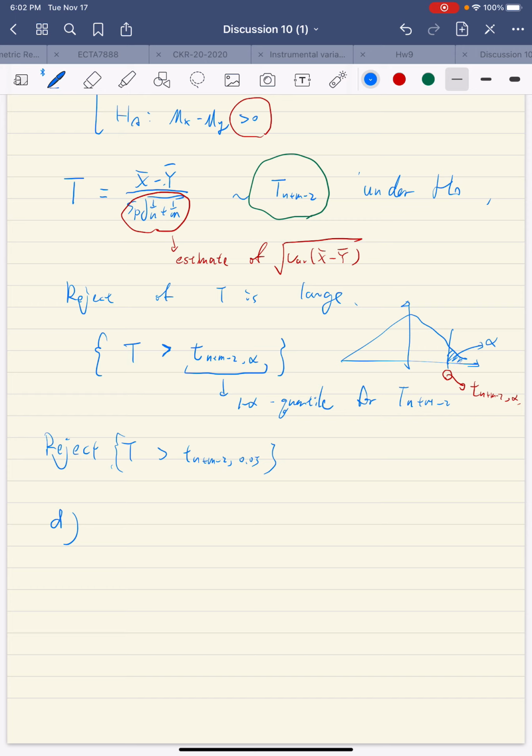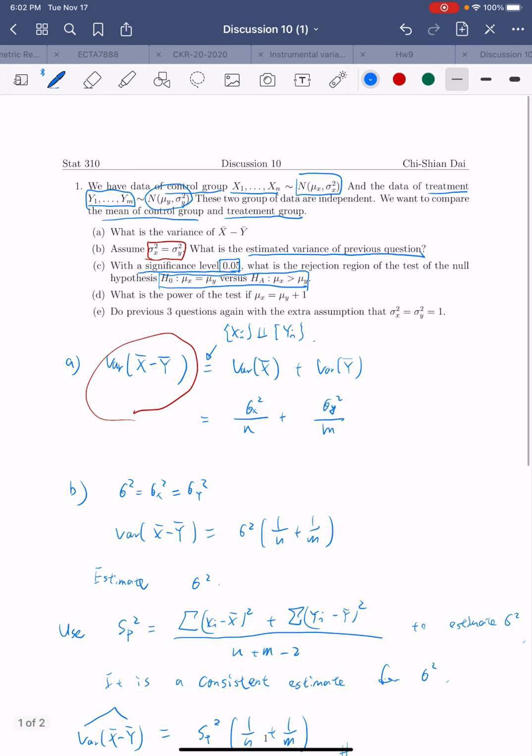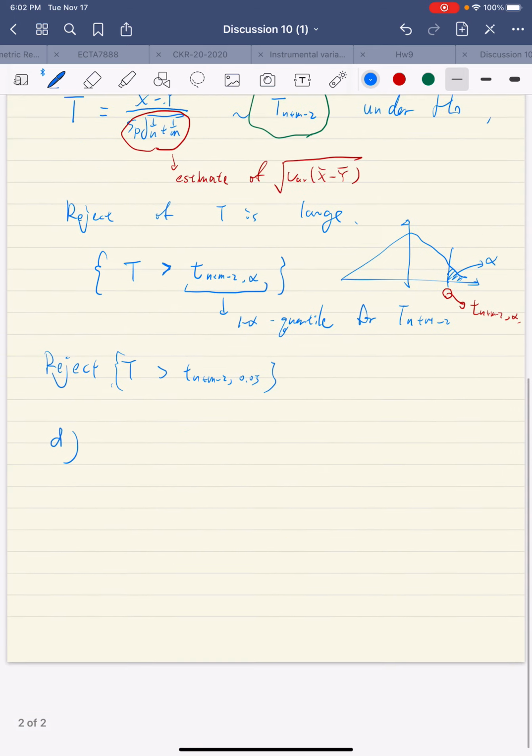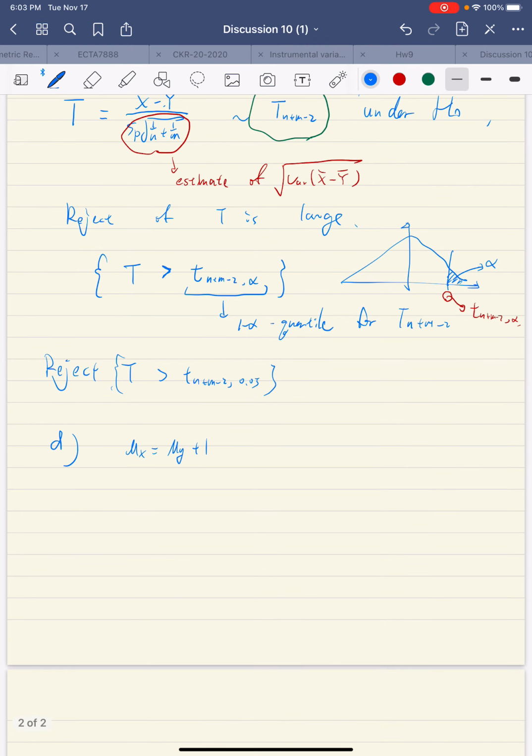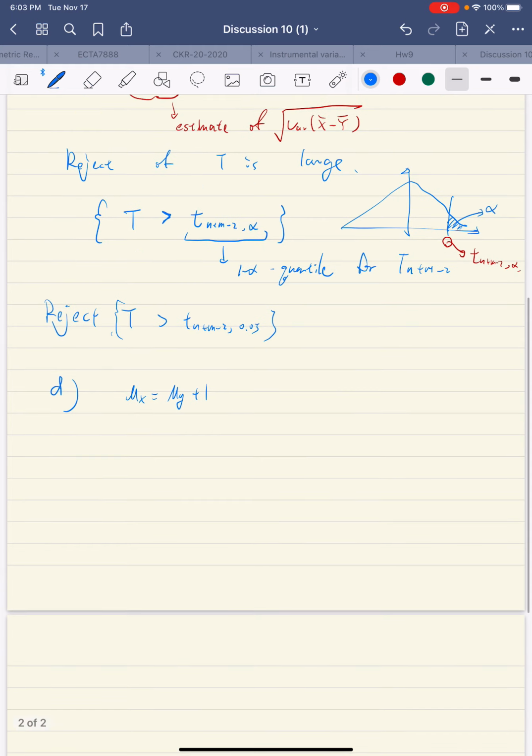Okay, let's do D. In D, we want to find the power if mu x equals mu y plus 1. Okay. So mu x equals mu y plus 1. That means mu x minus mu y equals 1.